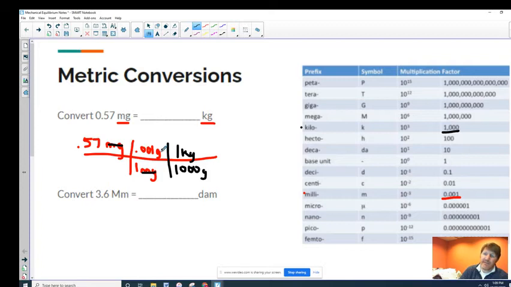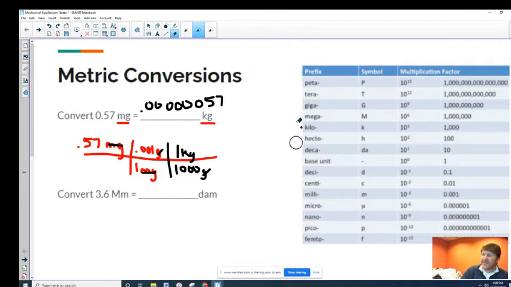So my grams are going to cancel out here, and my answer will be in kilograms. So it's 0.57 times 0.001 divided by 1,000. And if I do that, I get 1, 2, 3, 4, 5, 6 zeros, and then 5, 7. Okay. So then I'm going to do the same thing on this bottom one.